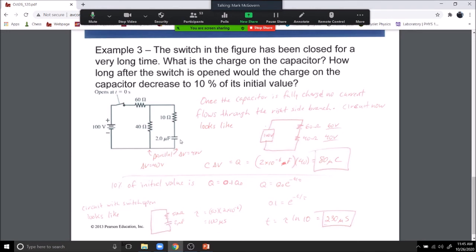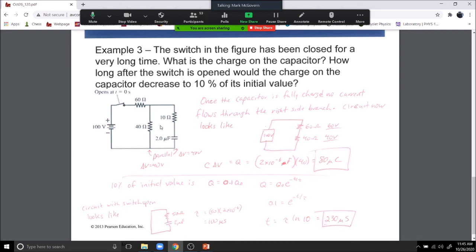All right, what's the second part of the question? How long after the switch is open with a charge on the capacitor... Okay, so if we open up the switch here, the 60 ohm resistor and the battery are now disconnected, so they're not part of it. So basically what you have is an RC circuit that consists of a 2 microfarad capacitor and a 50 ohm resistor, because the 40 and the 10 are now in series. They're in series now, because the entire left side is gone. Once you open that switch, that left side's gone.